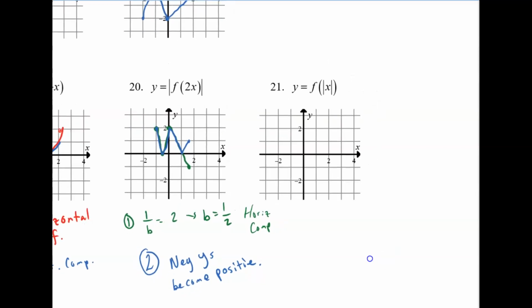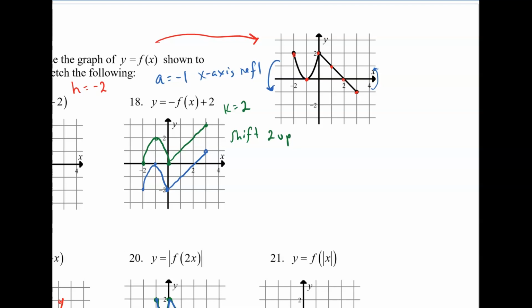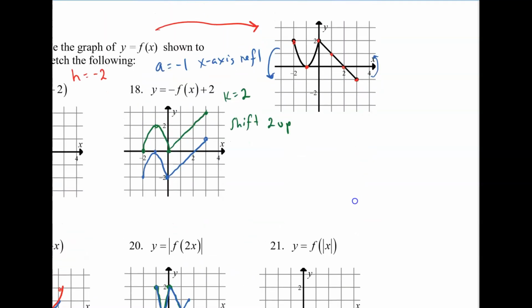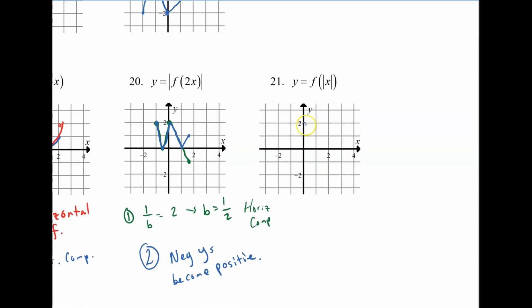So again, with the absolute value sign, I'm going to eliminate everything to the left. Okay, so all of this here is going to be gone. Okay, so I'll keep everything to the right. So I have a point here, here, here, here. Okay, so everything to the left is gone. And then what I want to do is reflect this. So we're going to end up getting a straight line on this side. Okay, and there is our graph.